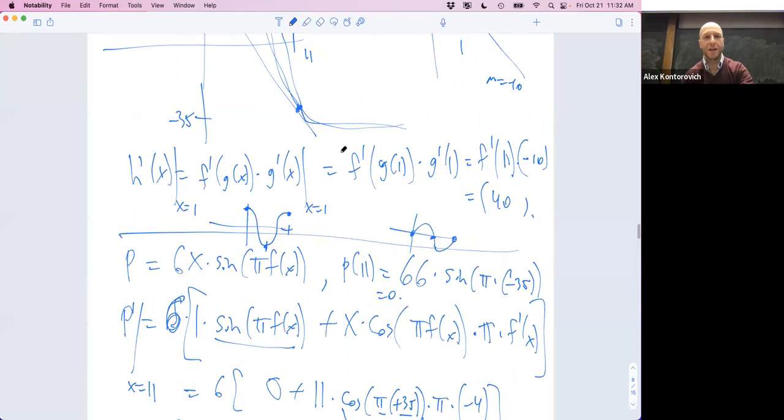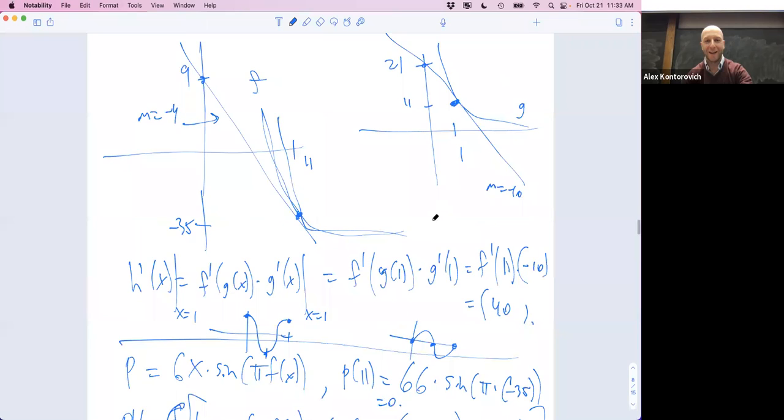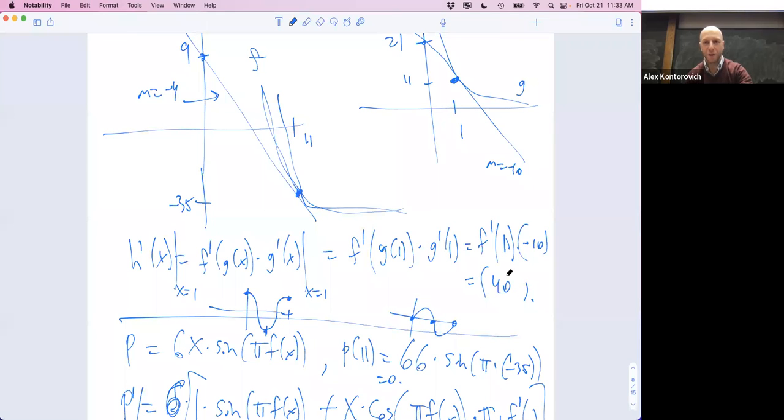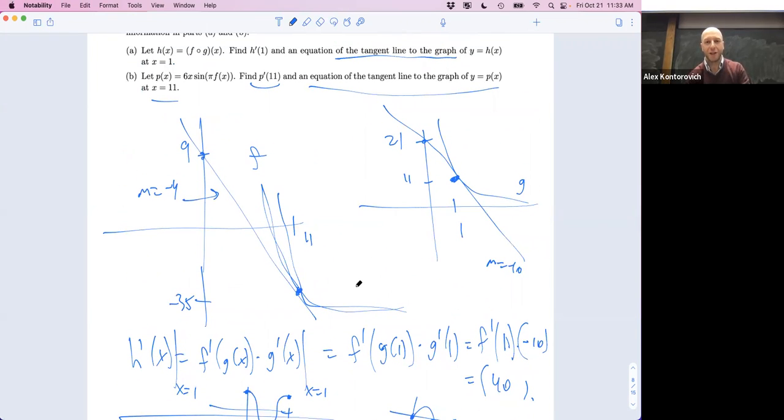Did I find the equation for the last problem? Did it ask me to? Oh my God, it did. Always read the problems when you're done with them. Yes, it did ask me for the equation of the tangent line, and I did not find it. The derivative was 40. And what's the value of h at 1? H is f of g. G of 1 is 11. F of 11 is negative 35.